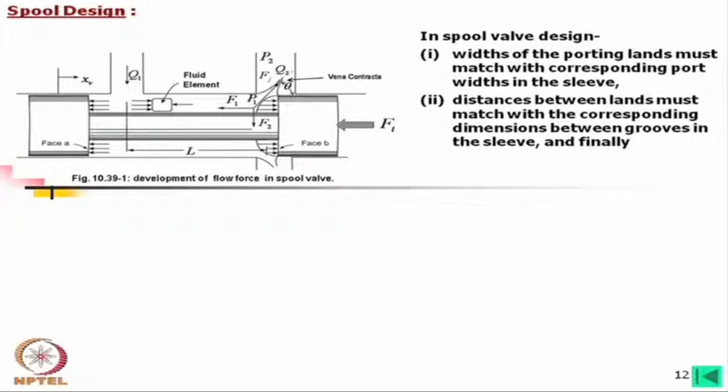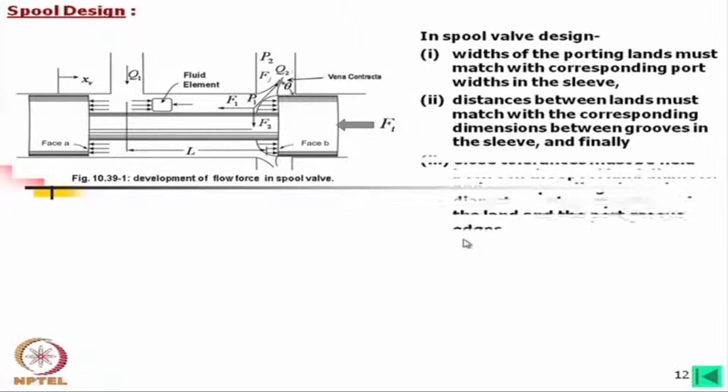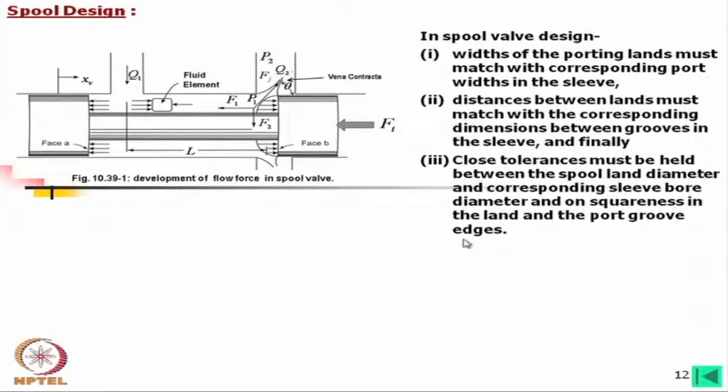Distances between lands must match with the corresponding dimensions between grooves in the sleeve, and finally, close tolerances must be held between the spool diameter and corresponding sleeve bore diameter, and on squareness in the length and the port groove edge.